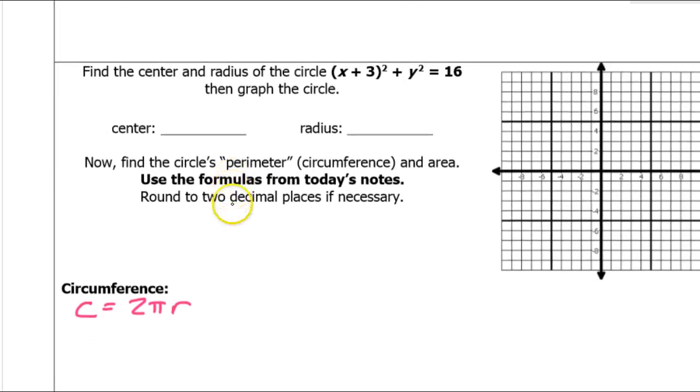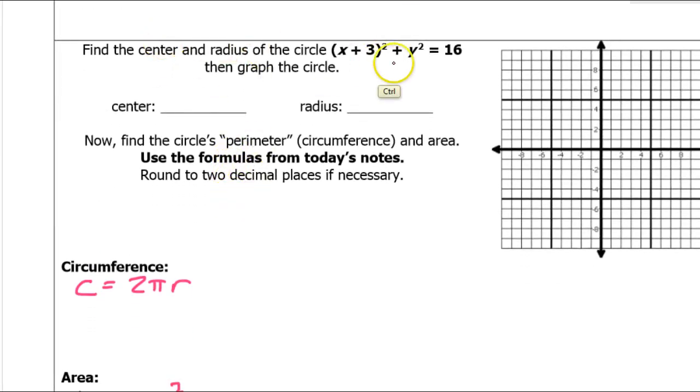Okay, so what's the center and radius of the circle? So the center is going to be -3, 0. It's the opposite of this, comma, this doesn't have anything. There's no numbers to it, so that's why it's a 0. The radius is 4. Okay, 16 is the radius squared. And if the radius squared is 16, take the square root of both sides. The radius is 4.